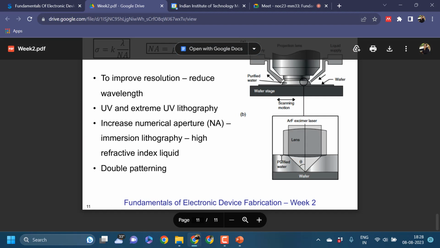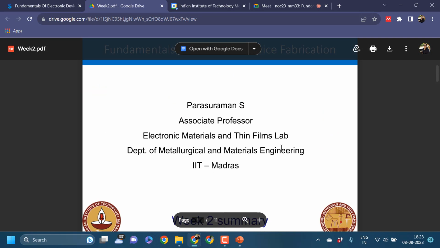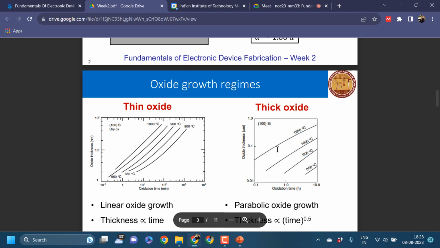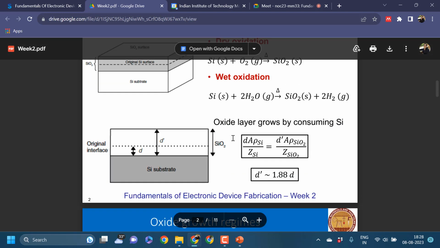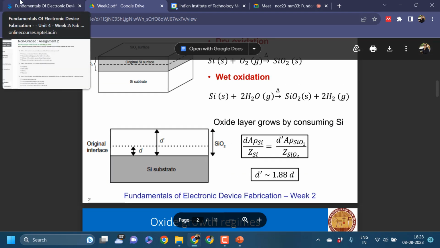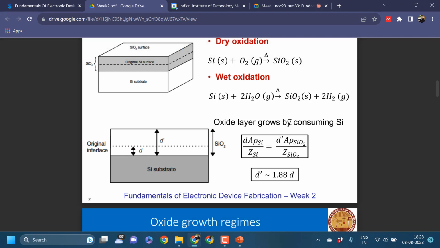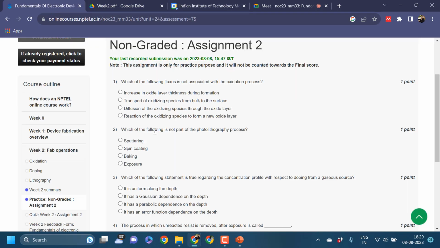I hope the summary was useful. For the past one week, three lectures were there. We had seen about layering operations, doping, as well as lithography. Have all of you done the practice assignment for last week? Have you completed the practice assignment? No, I have not done. Okay, so now we'll see the practice assignment.